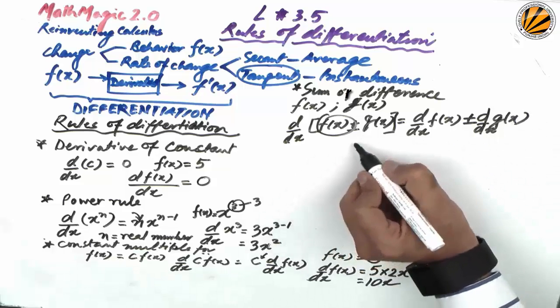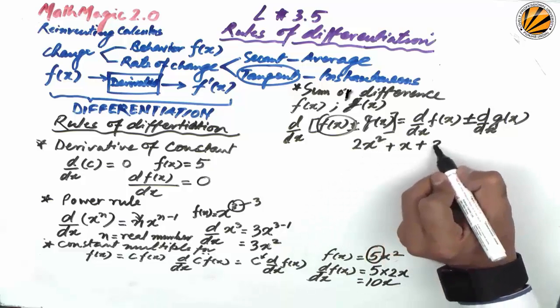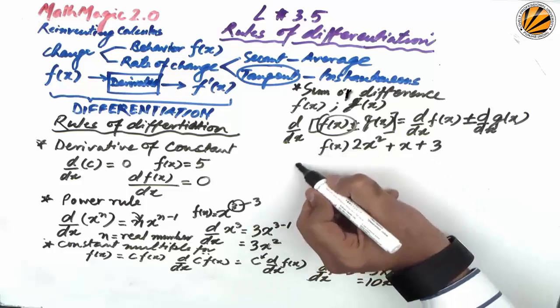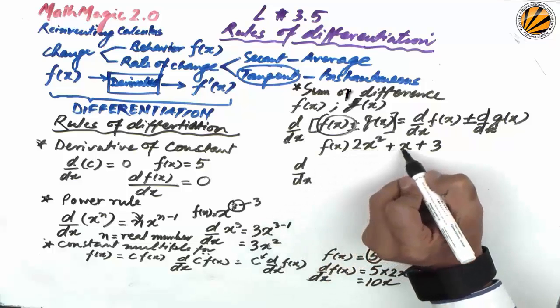An example could be, say, 2x square plus x plus 3, this is the function. We can take the derivative in such a way that we separately take the derivative of each term, because this is addition.